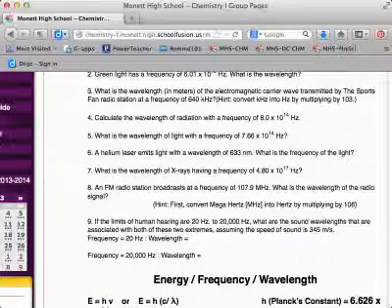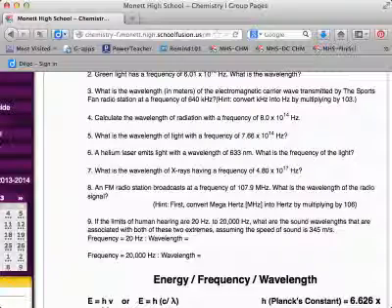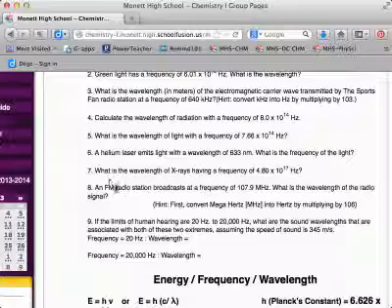Okay, so let's read number 7. Number 7 says, what is the wavelength of X-rays having a frequency of 4.8 times 10 to the 17th hertz?